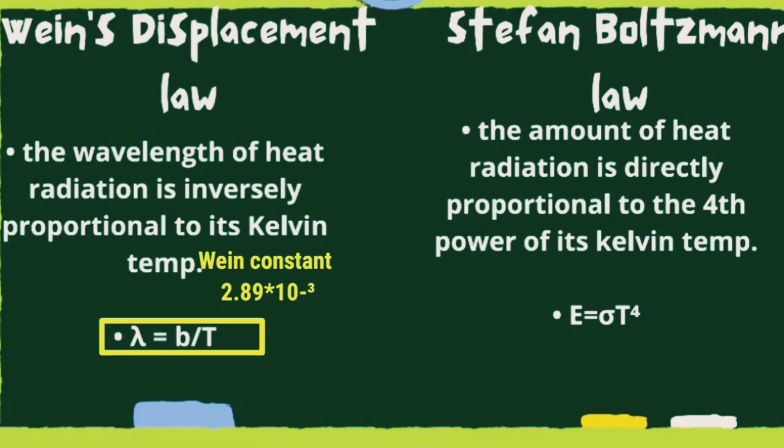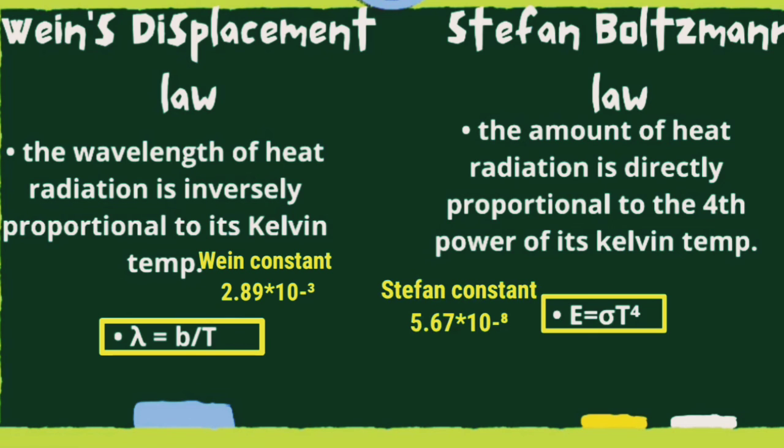Next law is Stefan-Boltzmann law. According to this law, the amount of heat radiation emitted is directly proportional to the fourth power of its Kelvin temperature. That is, E is proportional to T to the power 4, and E equals sigma T to the power 4, where sigma is the Stefan's constant and its value is 5.67 into 10 to the power minus 8.